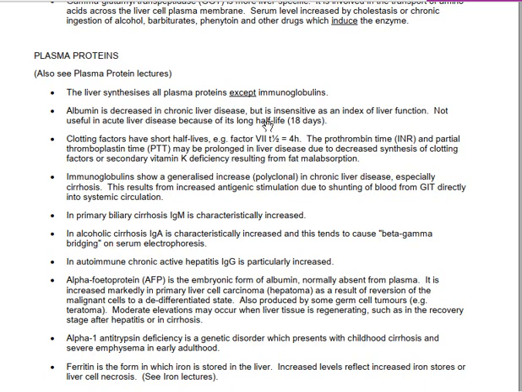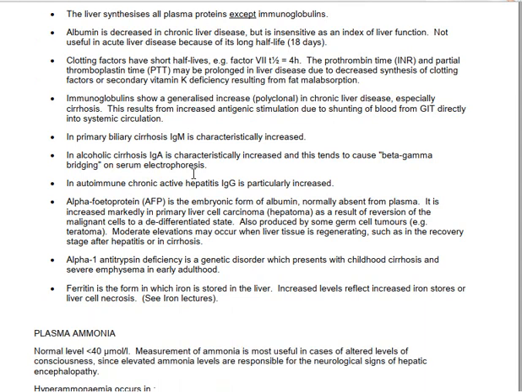Particularly, clotting factor 7 has a half-life of 4 hours. Prothrombin time is also known as the international normalization ratio. Is it clear? The partial thromboplastin time (PTT) may be prolonged in liver disease due to decreased synthesis of the clotting factors. Is it clear? That decrease may be due to a primary disease of the liver, or it may be due to a secondary disorder such as vitamin K deficiency or fat malabsorption.